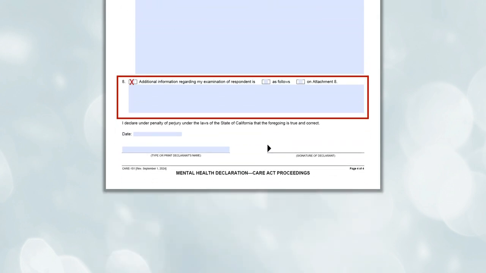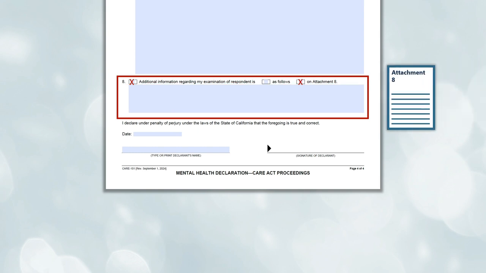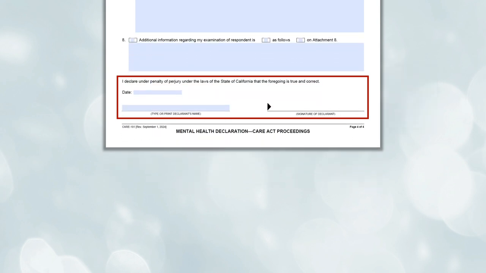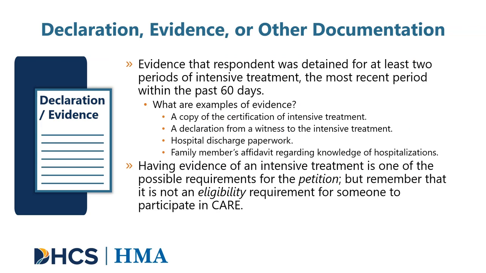In item 8, you can include any additional information regarding your examination that could help the court determine eligibility for CARE proceedings. Either include that information on the form itself or indicate if you would like to include an attachment, which should be labeled as Attachment 8. You are then asked to sign and date the CARE-101 form.